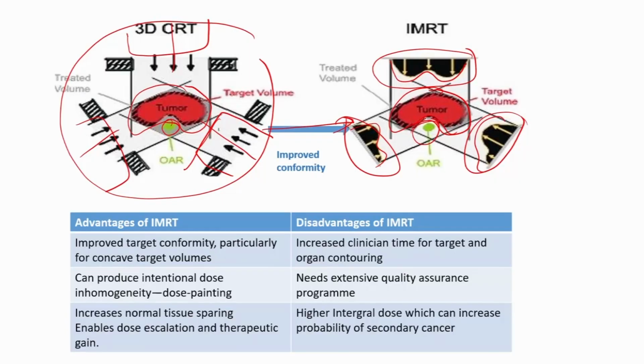But there are a few disadvantages of IMRT. It increases the clinician's time for target and OAR contouring. Because it is a little complex technique, there is a longer planning duration, which we will discuss further. It needs an extensive quality assurance program, and a higher integral dose, which can increase the probability of secondary cancer. The main disadvantage I see with IMRT is the integral dose. The integral dose in IMRT is marginally higher as compared to 3D CRT, which is a little concern. So how is the workflow in IMRT planning?